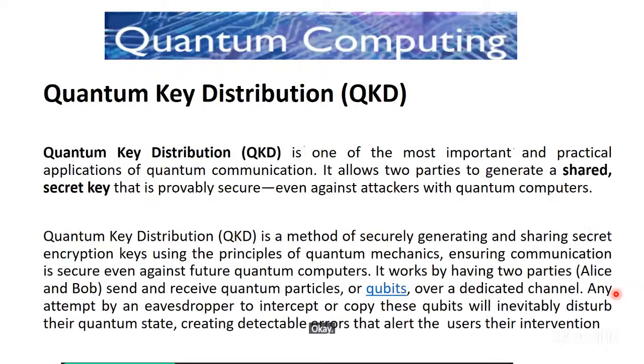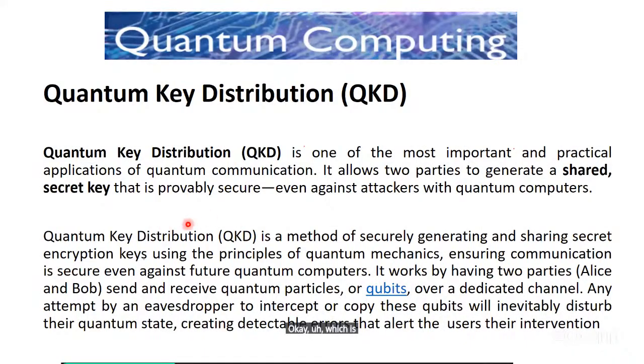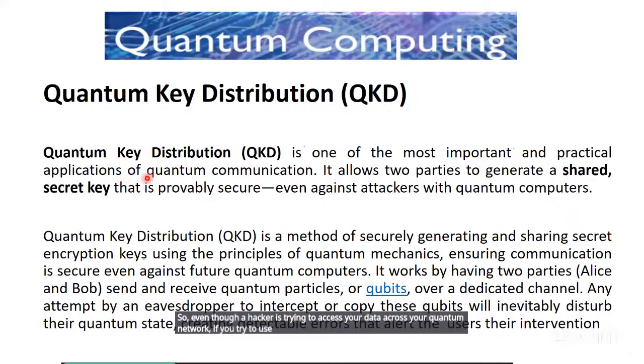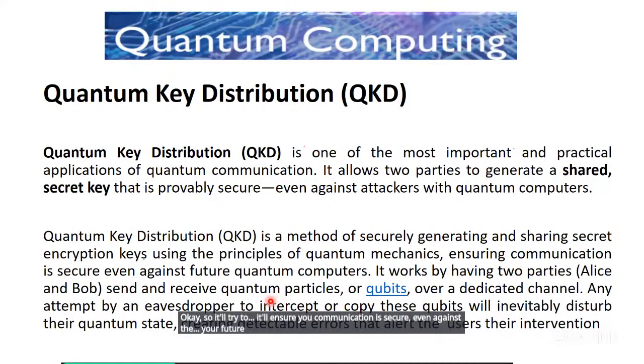Next, we are focusing on quantum key distribution. It is one of the most important practical applications of quantum communication. It generates the shared secret key, which provides more security, even against hackers with quantum computers. Even if a hacker tries to access your data across your quantum network, by using quantum key distribution you can secure your data. It helps generate the shared secret encryption key using the principles of quantum mechanics, so your communication is secure even against future super fast quantum computers.